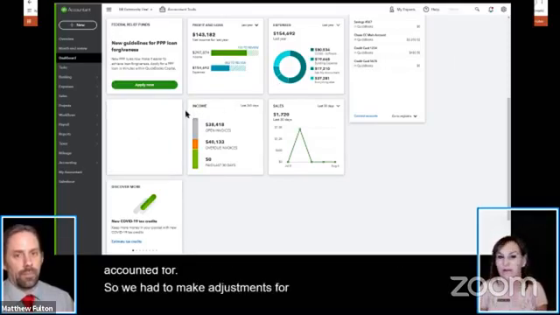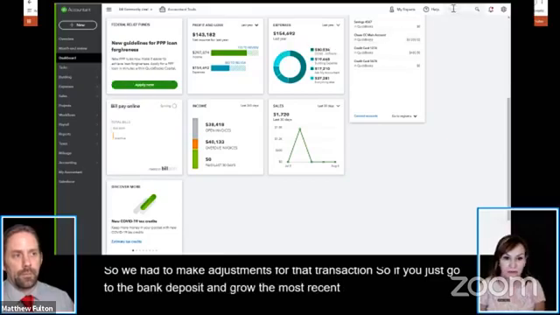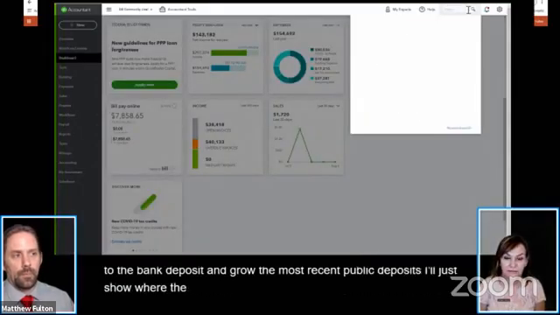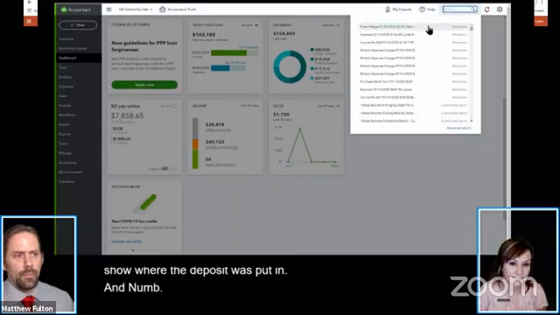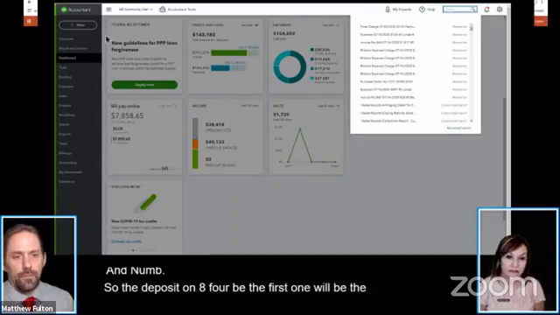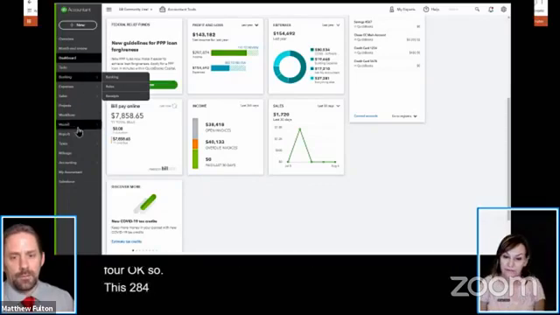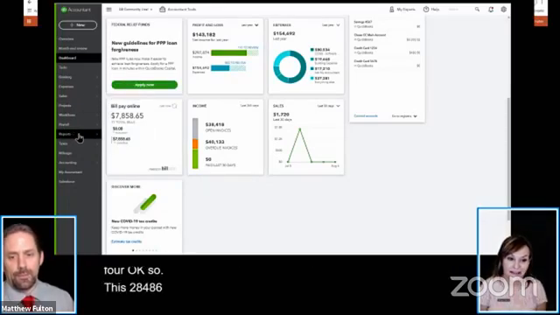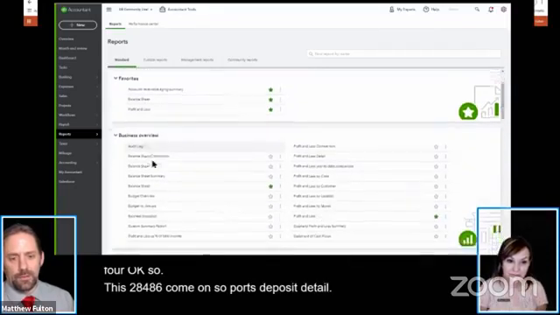So if you just go to the bank deposit and go to the most recent couple of deposits, I'll show where the deposit was put in. It'll be the deposit on 8/4, the first one. There's two, 8/4 and 8/6. Come on. So reports, deposit detail. My goodness.